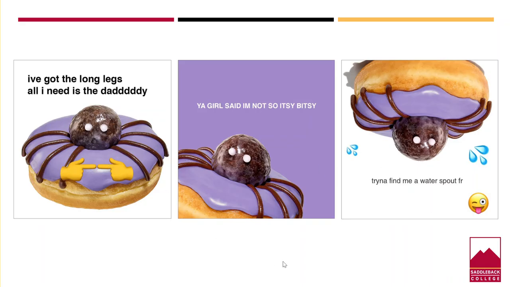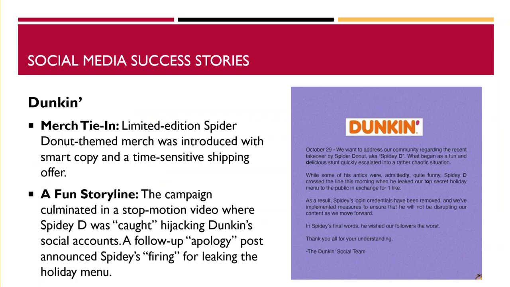They had a merch tie-in, so limited edition Spider Donut themed merch was introduced with smart copy and a time-sensitive shipping offer. A funny storyline: the campaign culminated in a stop-motion video where Spidey D was caught hijacking Dunkin's social accounts. A follow-up apology post announced Spidey's firing for leaking the holiday menu. So all in good fun, very clever. And here's the post if you want to read it.